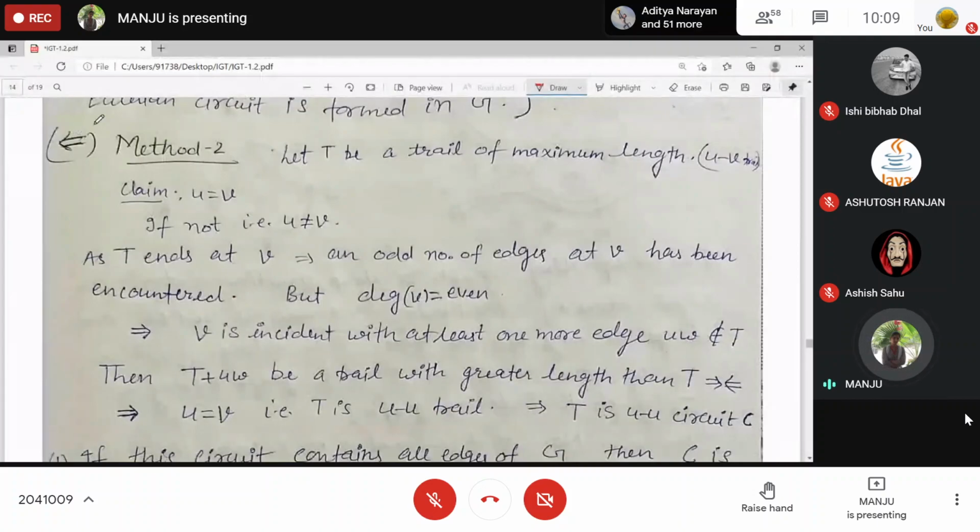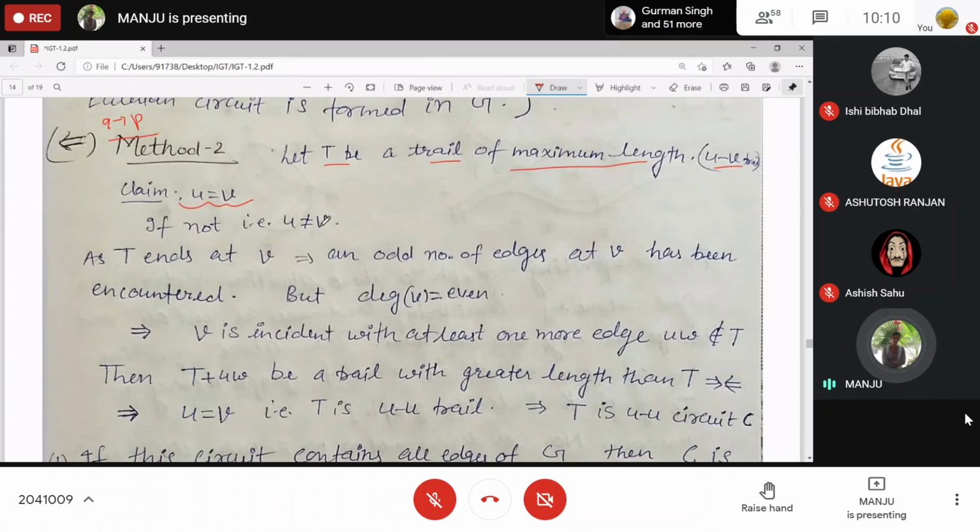And you can also prove this converse part, Q implies P, by a second method. You can consider T to be the maximum length trail. Then you show that this T contains all the edges and that it is a closed trail, that is, the initial and final points are the same. So T is the maximum length trail we have considered from U to V. We are just claiming it is closed.